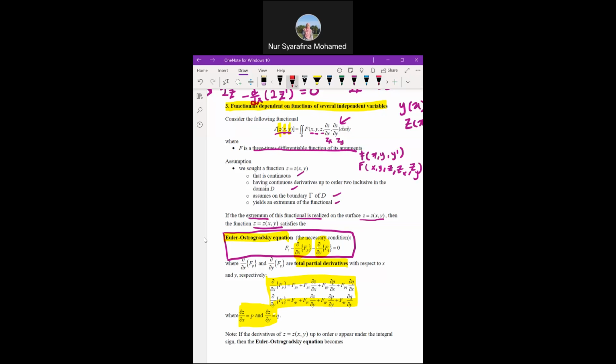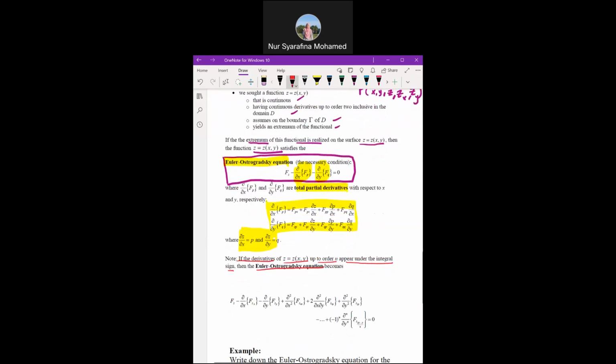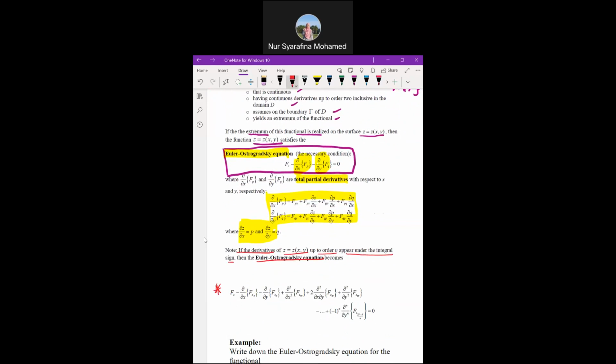So to simplify this, if the derivative of z up to order n appears under the integral sign, then the Euler-Ostrogradski equation becomes like this. So we are going to use this. Now let's try this example.